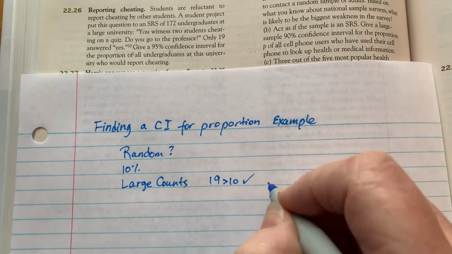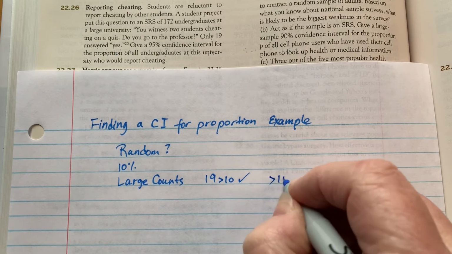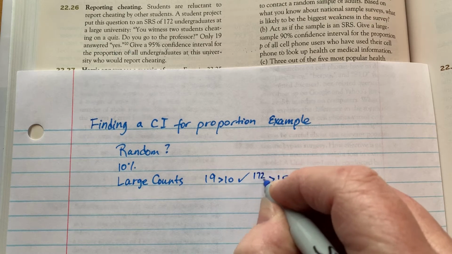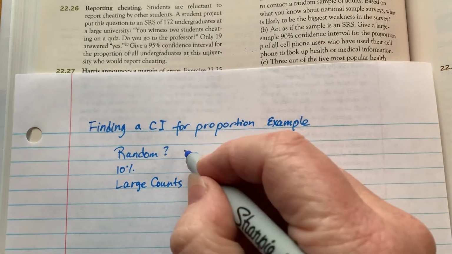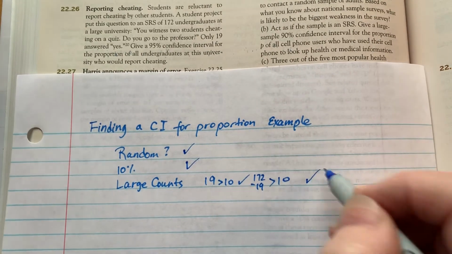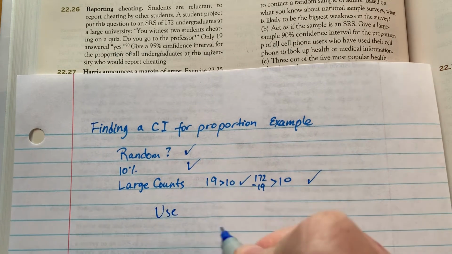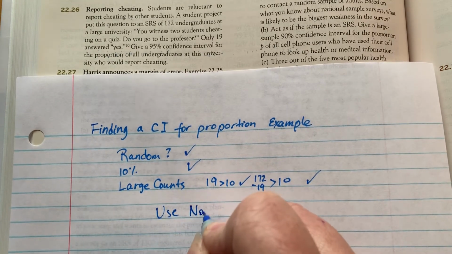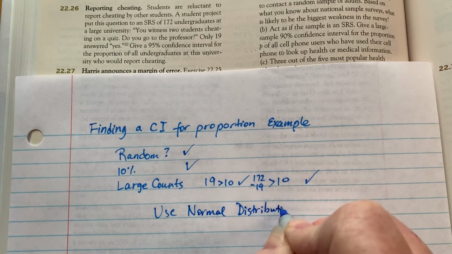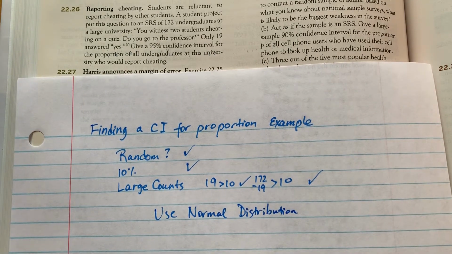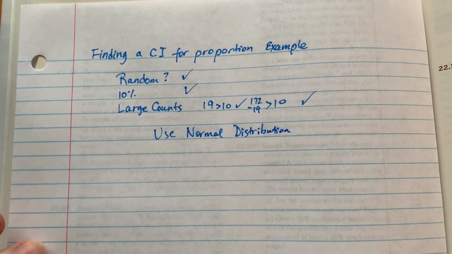And the failures are 172 minus 19, which is 153. That number is still greater than 10. So since each and every one of those conditions is met, I can go ahead and use my normal distribution. Using the normal distribution means that I'm going to be able to use my z-score.